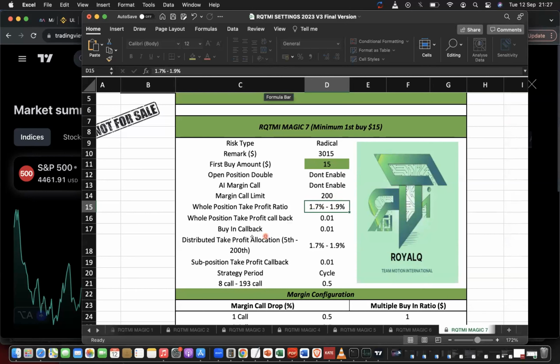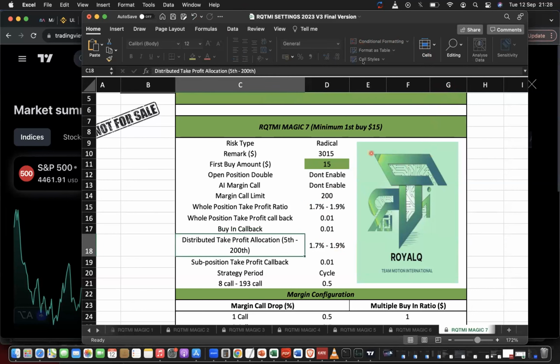Now, for your distributed take profit allocation, which is the sub-beam modes, from 50 to 200 margin calls, you need to use 1.6 also. However, the last 10 or the last 20, you can decide to make them 1.9. But please, 1.6 from the 51 as long as you can. Maybe you just leave the last 10 or last 20 at 1.9 or 2%.